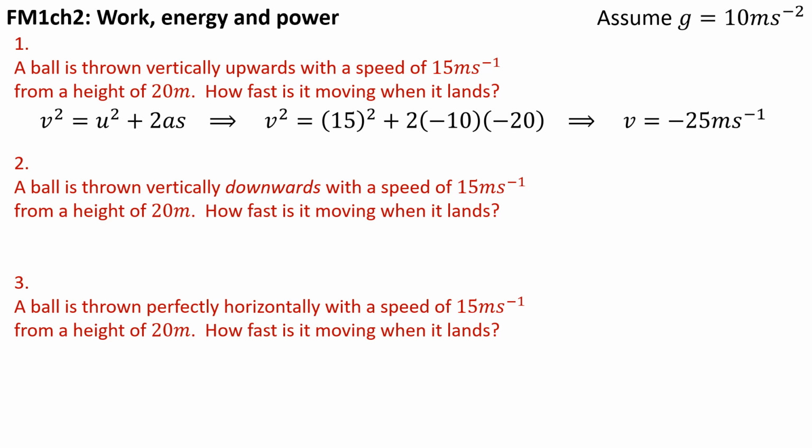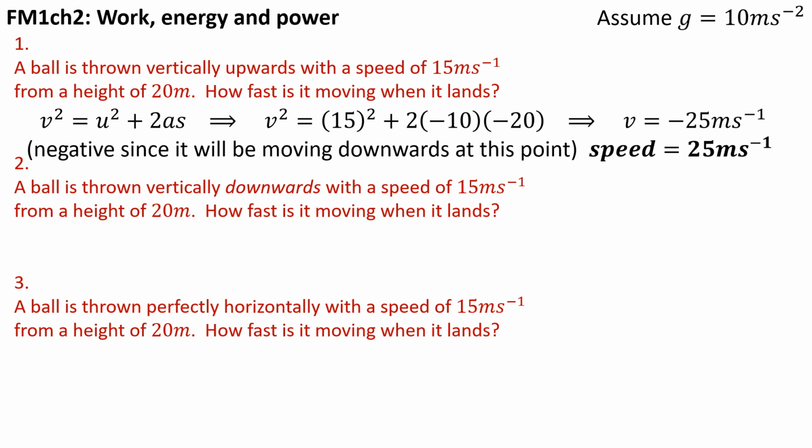The only reason I know that this corresponds to v equals minus 25 is from the context of the question. This formula will not tell you which direction the thing is moving at the end. It'll only tell you the square of the velocity, which means I have to use context in this case to work out whether it's going to be a positive or a negative velocity. In this particular case, because the thing will be moving downwards at the moment when it hits the ground, the vertical velocity must be negative 25. But of course, if I'm just interested in the speed, that's the size of the velocity, so we end up back at 25 meters per second.